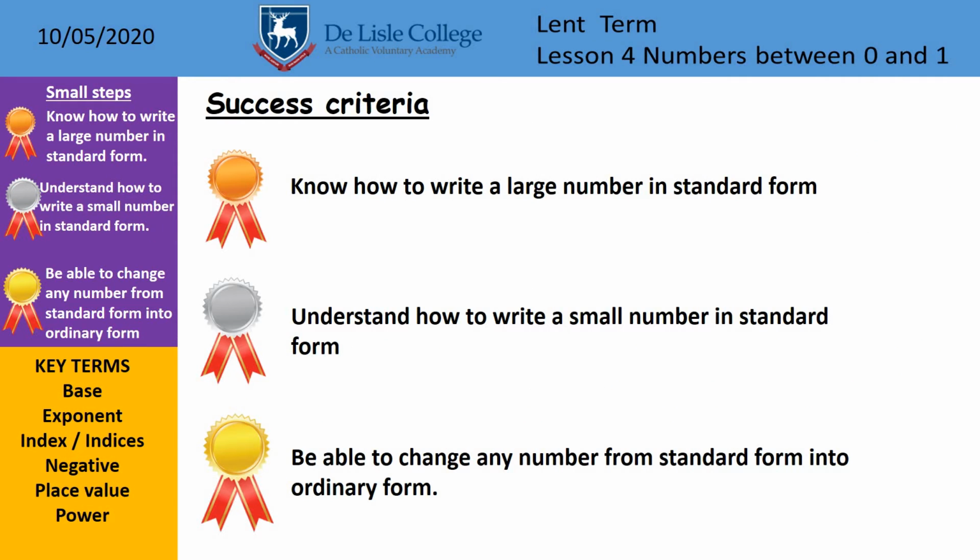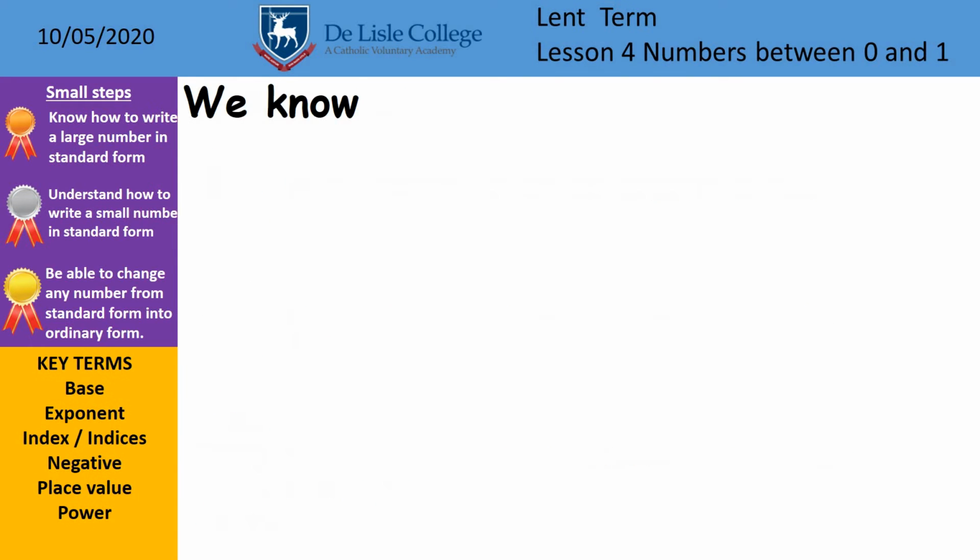Okay, so our learning for this lesson: to know how to write a large number in standard form is our bronze learning. Our silver learning is to understand how to write a small number in standard form. And our gold learning is to be able to change from any number into standard form or ordinary form and vice versa. So let's see where we go.